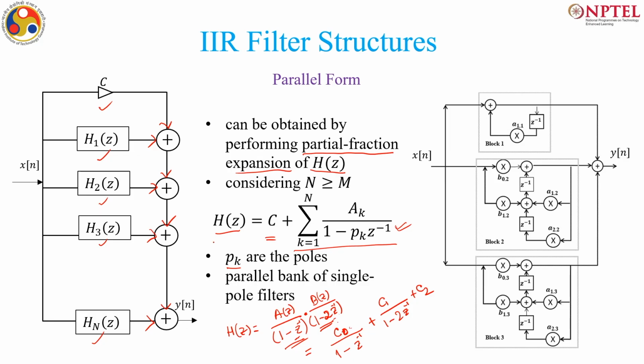So, hence the partial fraction expansion, if you know the poles, this is a very easy way to factorize by giving the poles directly here, and what you finally get is a parallel bank of single pole filters. So, this is one example where we have a bank of 3 such IIR filters.